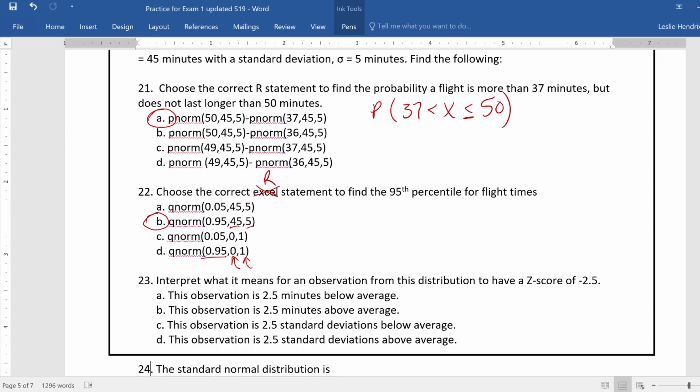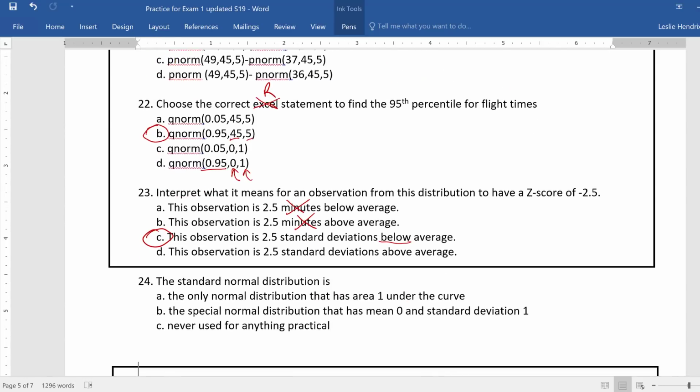All right, interpret what it means for an observation from this distribution to have a z-score of negative 2.5. This observation is 2.5 standard deviations below average. A z-score washes away your units. It puts it on a scale of standard deviations, and then the minus sign tells you it's below average.